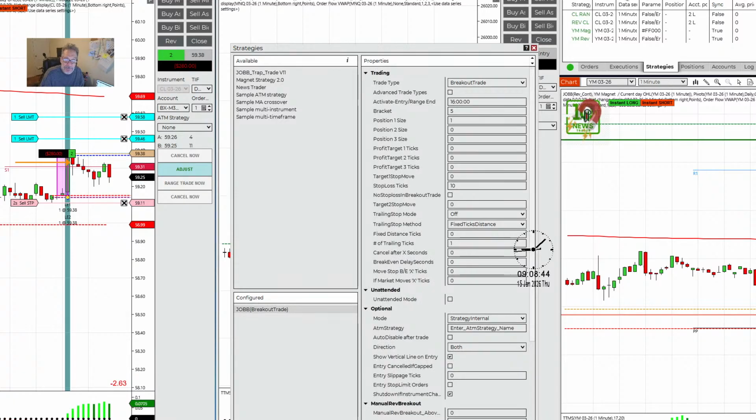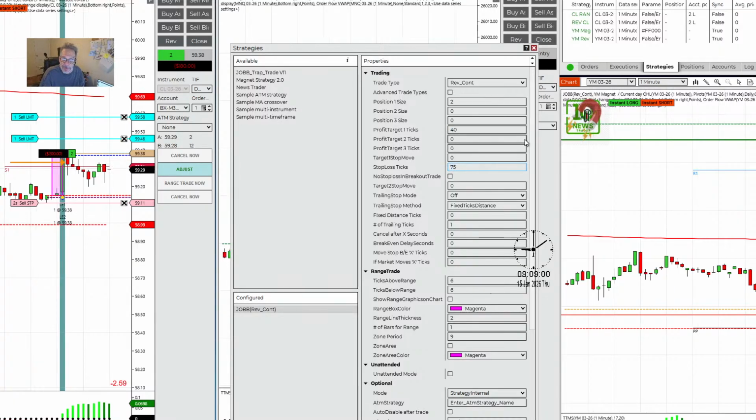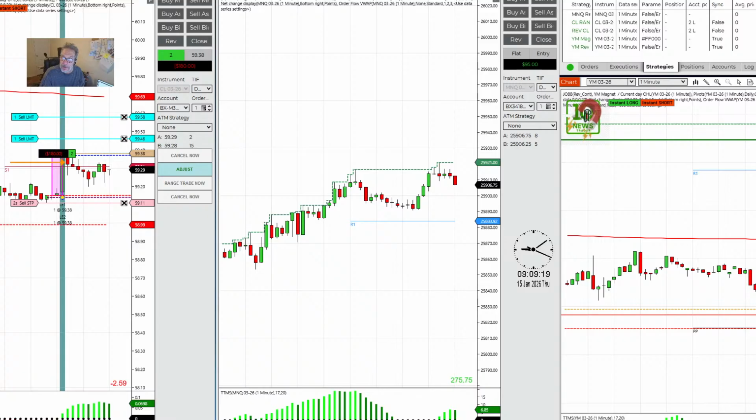Just one. And we'll go for a 40 tick target. We have a 75 tick stop. That's our market open funded MNQ account. And we'll label that MNQ reverse continue. Apply it and OK it. So we have our reverse continue for the NQ.